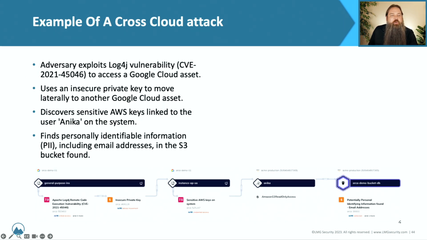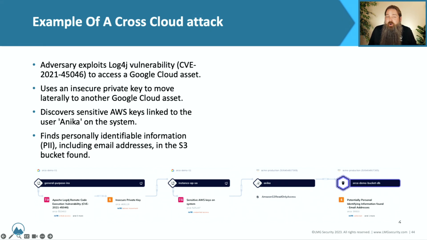So here's an example of what that might look like. This was just a basic diagram put up by the team at AWS, giving us a rundown on what a probable attack path could look like. In this case, there is an unpatched vulnerability. We'll just say log4j at this point. And an adversary uses that to access some kind of resource in Google Cloud.